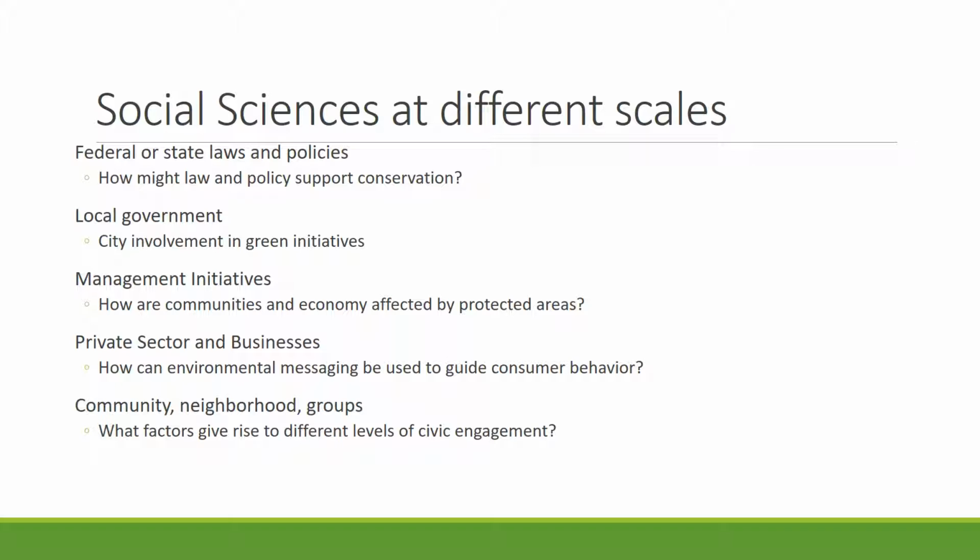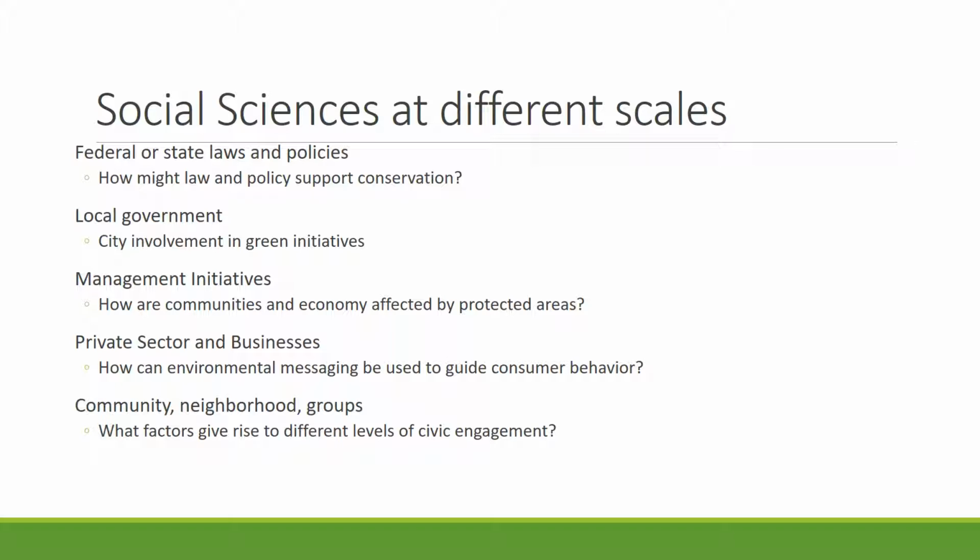So now that we know who the social scientists are, we're going to look at social sciences at different scales. Social scientists might look at the federal or state laws and policies by asking questions such as how might law and policy support conservation? The social scientists might also work at the local government level looking at city involvement in green initiatives. They may look at management initiatives such as MPA use and productivity and ask how are communities and economy affected by protected areas, whereas natural scientists might only think about the animals and ecosystem impacts.